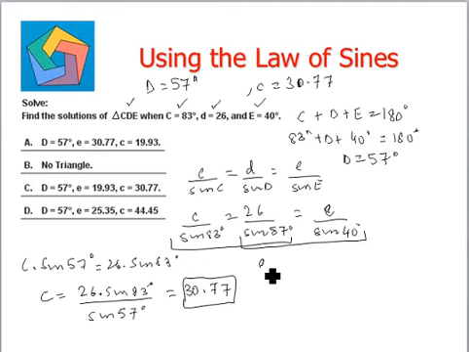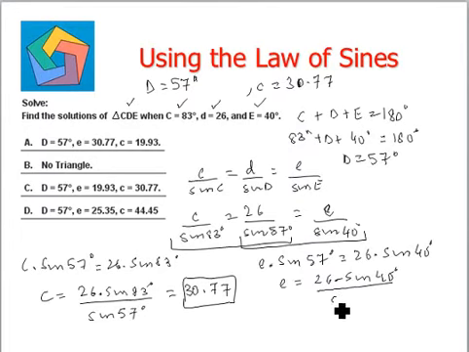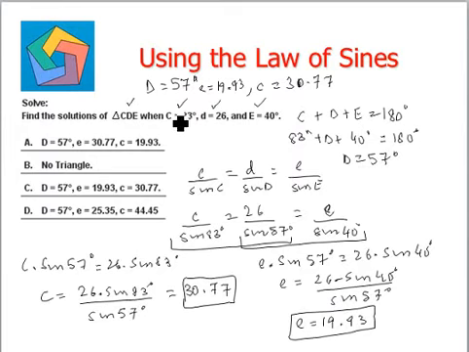So e times sine of 57 degrees equals 26 times sine of 40 degrees. So we divide by sine of 57 on both sides. e equals 26 times sine of 40 degrees divided by sine of 57 degrees. So from here we calculate e equals 19.93. So we found the third unknown quantity also. e equals 19.93. This is the final answer, and this matches with option C. Let's move on to the next question.